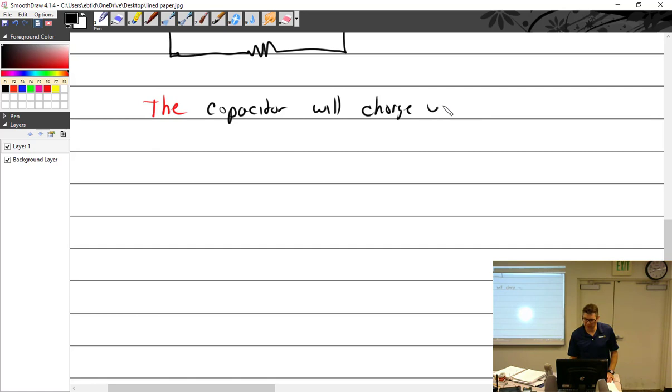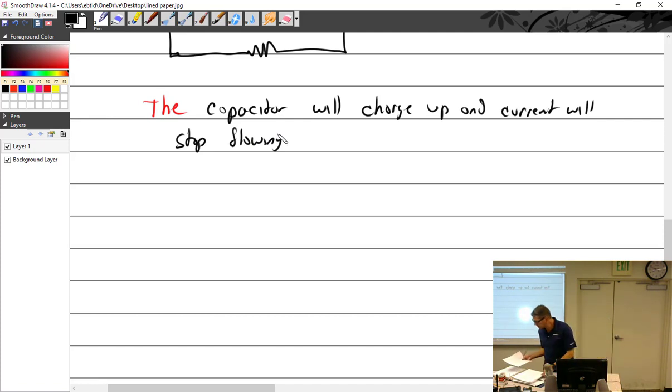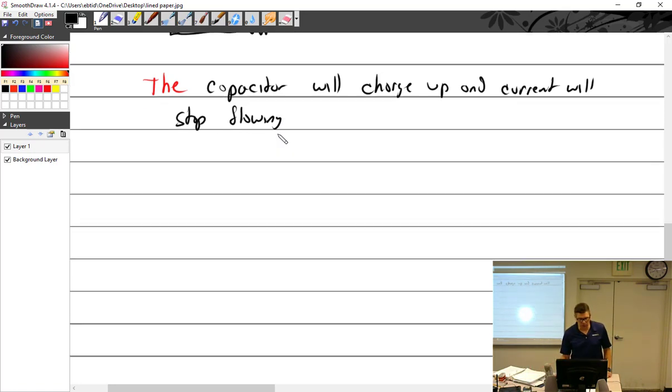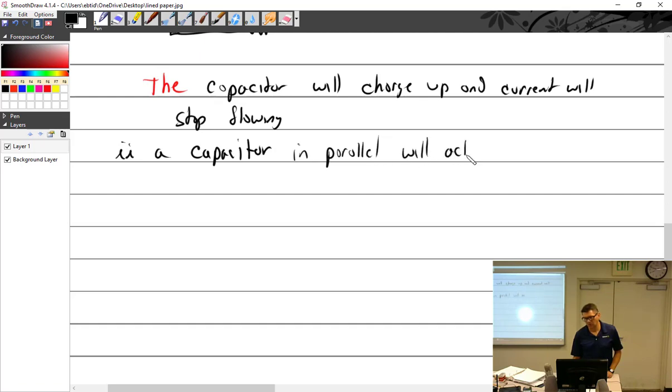Will charge up, and current will stop flowing. And that is that. Now in parallel, they actually have a really cool function. So the capacitor, in parallel, will act as a reservoir.